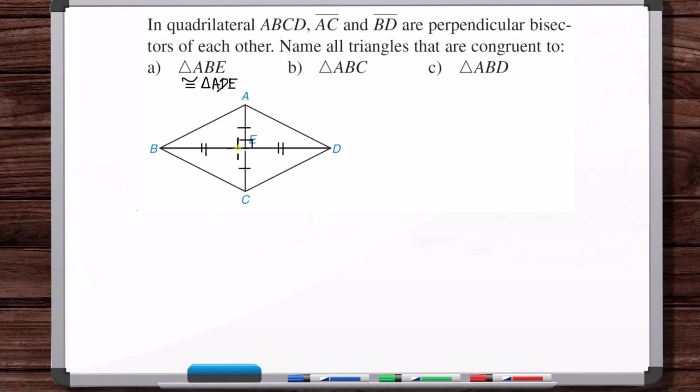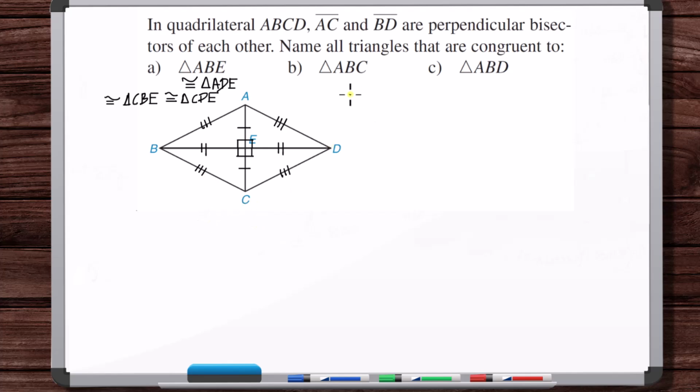Since these are right angles here as well, we've got the side, angle, side criteria. So triangle ABE is also congruent to triangle CBE and triangle CDE. As a consequence of these congruences, let's note that segment AB is congruent to segment AD, which is congruent to segment CD and segment BC.